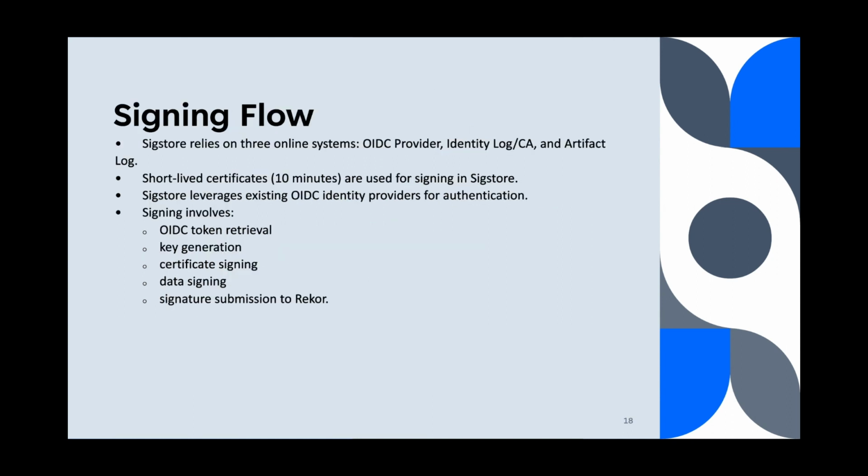Signing flow. Sigstore relies on three online systems: OIDC provider, identity log, CA, and artifact log. Short-lived certificates, which are valid for 10 minutes, are used for signing in Sigstore. Sigstore leverages existing OIDC identity providers for authentication. Signing involves OIDC token retrieval, key generation, certificate signing, data signing, and signature submission to Rekor.